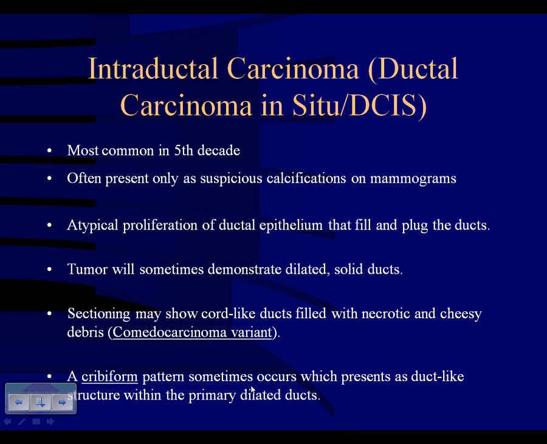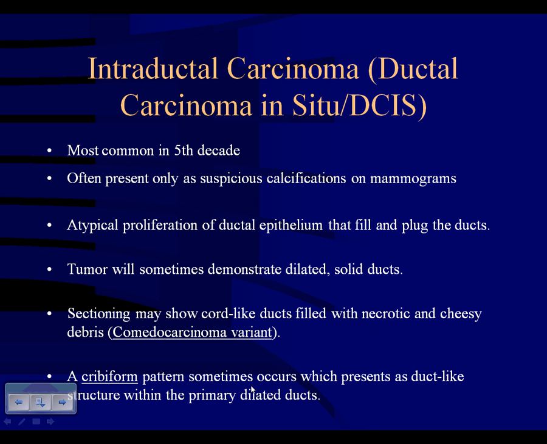But intraductal carcinoma, also known as ductal carcinoma in situ, or as we call it, DCIS, is most common in the 5th decade. Remember, all the other benign tumors usually present in younger patients, so it's more common in older patients. And most often it presents as non-palpable. In other words, you can't palpate it on breast exam. That's why mammograms are so important. Often it presents only as suspicious calcifications on mammograms.